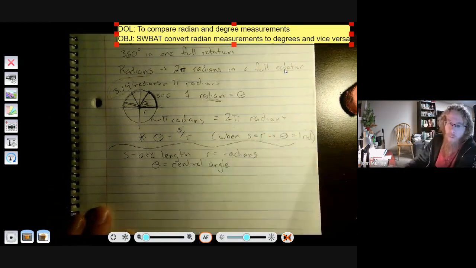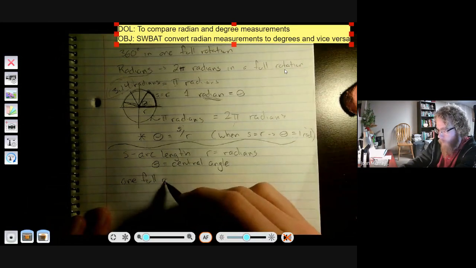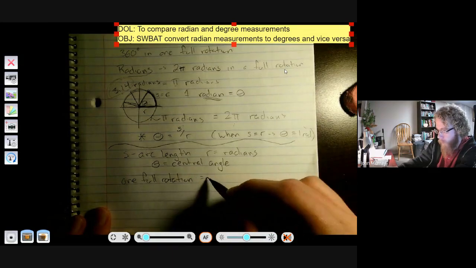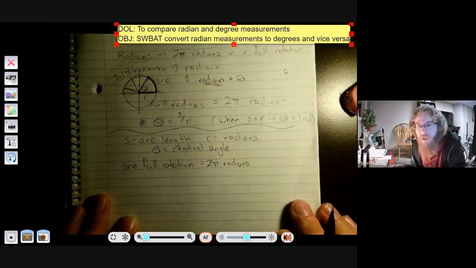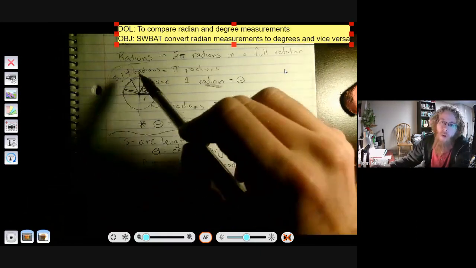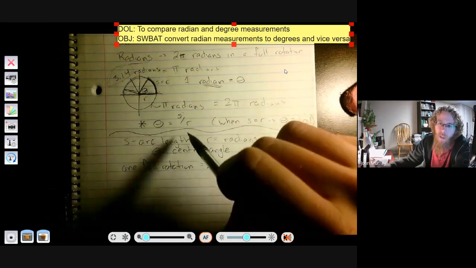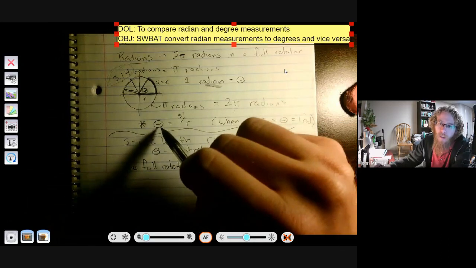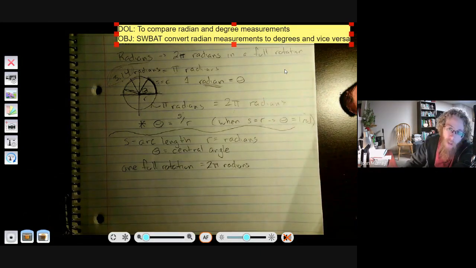All right, so again, I'm just going to rewrite this. One full rotation around the circle is 2 pi radians. So again, if your radius was 10 or 5 or whatever it is, if you go all the way around, you can calculate the arc length by multiplying the central angle by the radius, right?